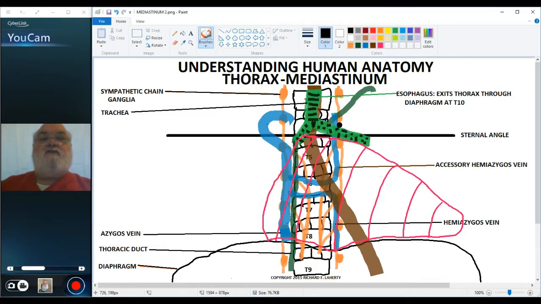The hemiazygos and the accessory hemiazygos veins lie in the posterior mediastinum, and then the esophagus we see in the superior mediastinum. As it comes down, it gets to the level of the sternal angle and passes into the posterior mediastinum until it exits the thorax, passing through the diaphragm at the level of T10. And then we have the trachea, which we see in the superior mediastinum, and it stays only in the superior mediastinum because it divides into right and left primary bronchi at the level of the sternal angle.